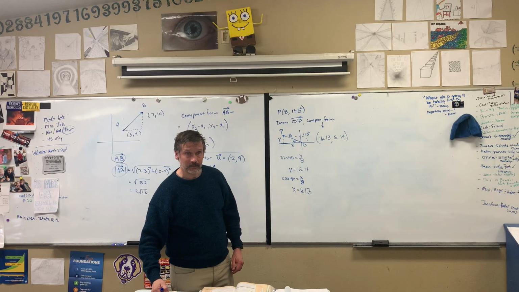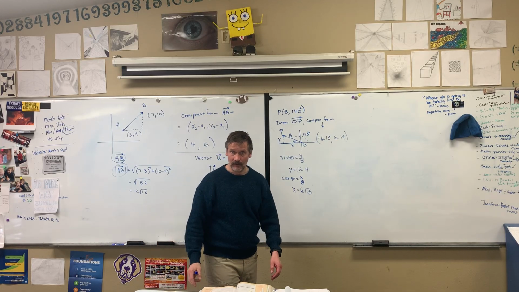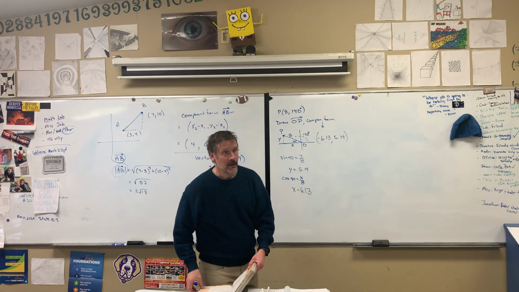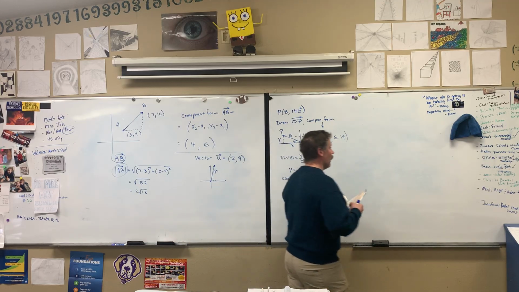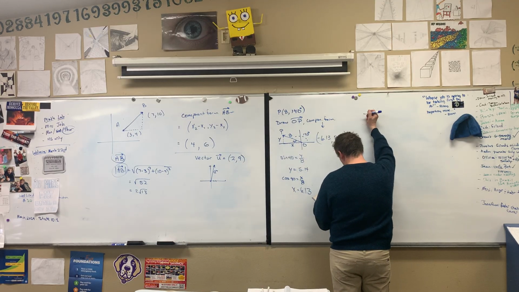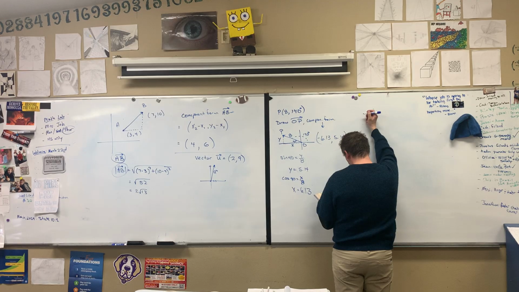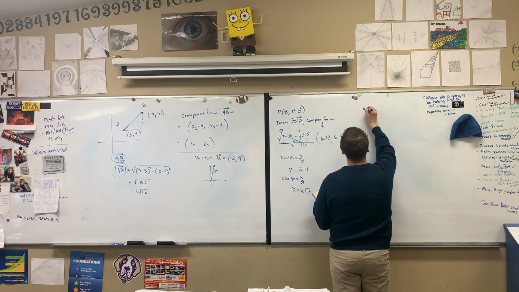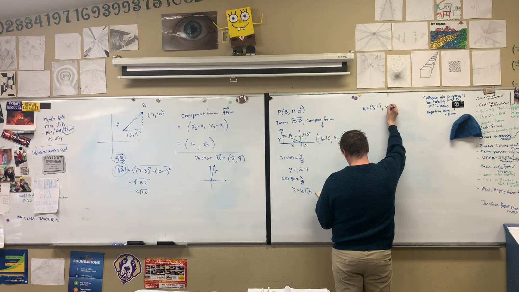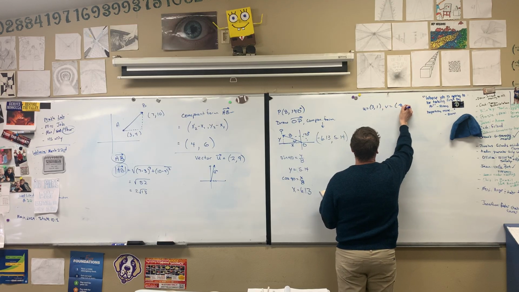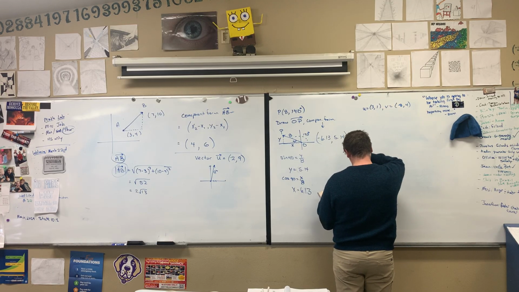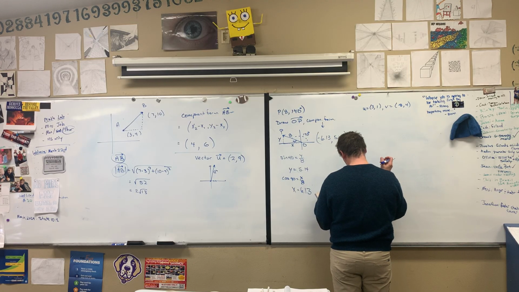Questions there? Makes sense. It's not too difficult. So again, component form is the new thing we are adding. Now, let's do this. U is equal to 3, 1. V equals negative 8, 4. Something like this. And let's go ahead and do a couple of things like this.